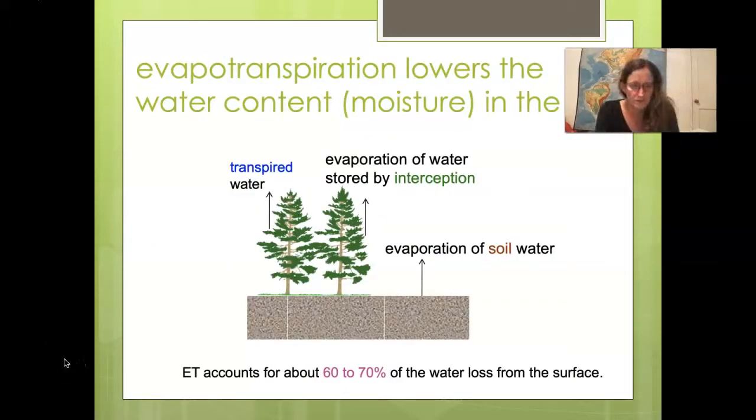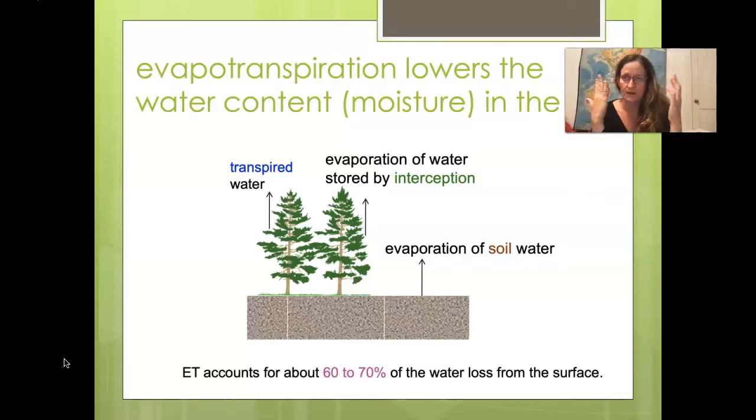In the hydrologic cycle, this flux is pulling water out of the soil, the wetted perimeter, that capillary fringe of the water table, and pulling it through the plant and out into the atmosphere. So again, a flux. Evapotranspiration accounts for 60 to 70% of water loss from the Earth's surface. So we have the transpiring from the plants and the evaporation of water that is stored in a tree because of interception. Trees intercept rain.